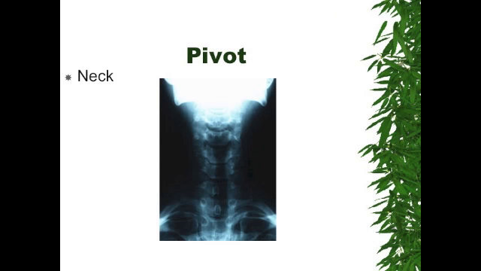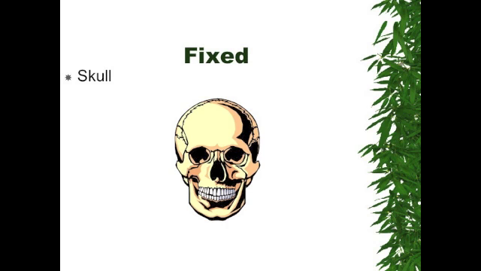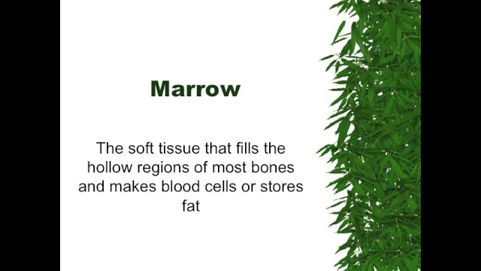The pivot joint in the neck allows for side-to-side motion and up and down motion. The fixed joint in the skull. If you looked at your skull, it would look like a puzzle with all the pieces fixed together nicely. They do not move. In your bone, you have a tissue called marrow. It makes blood cells or stores fat.